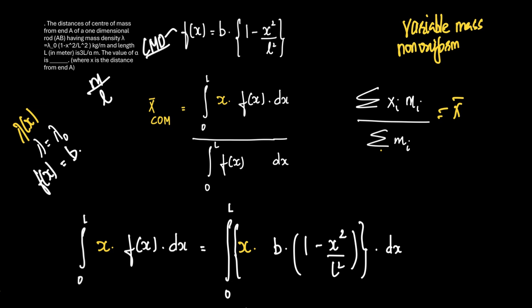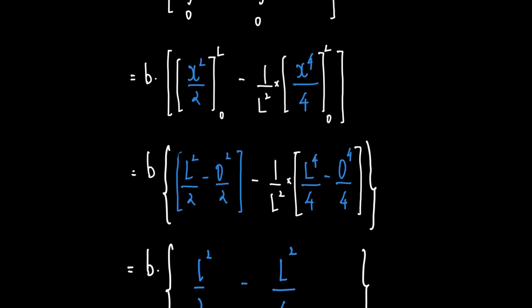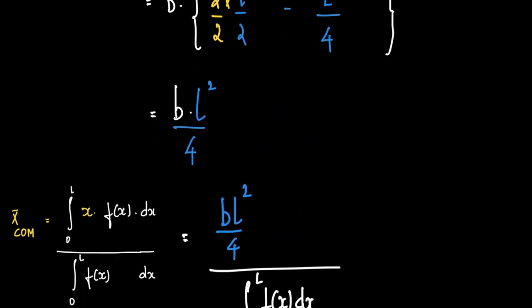Now see, the rest of this is purely integration. Yeah, so it's purely integration. So we have numerator and denominator. We can evaluate them separately. So we have integral 0 to L x f of x dx, and we have this complete derivation here, which gives us the numerator being equal to bl square by 4.